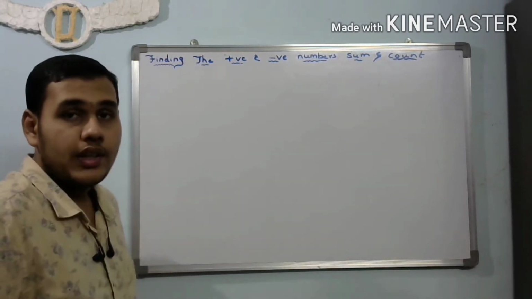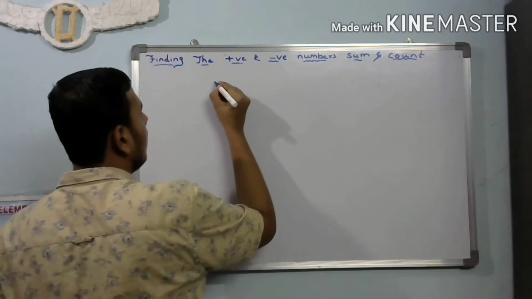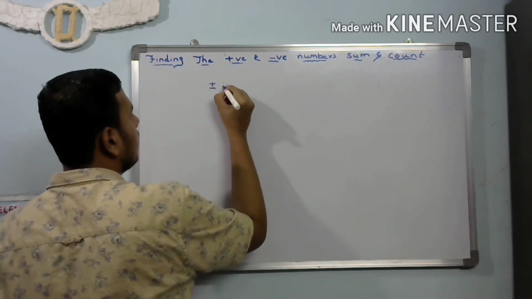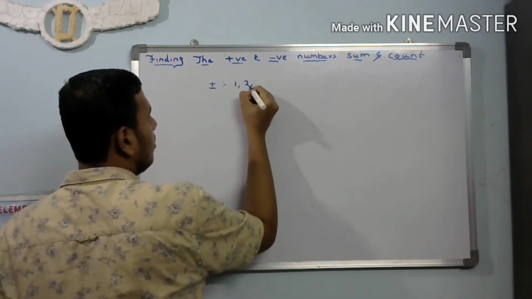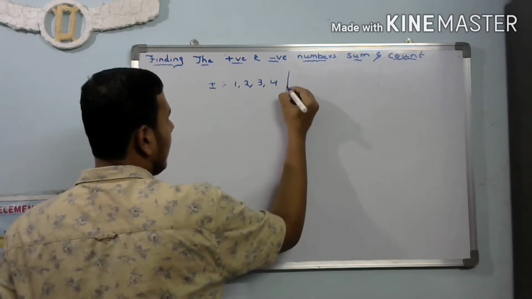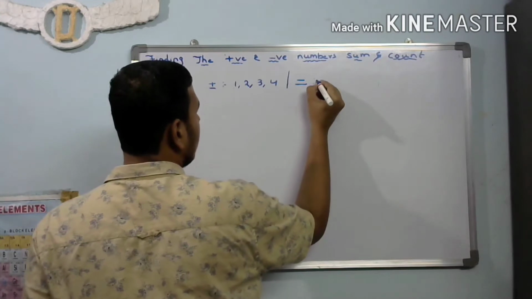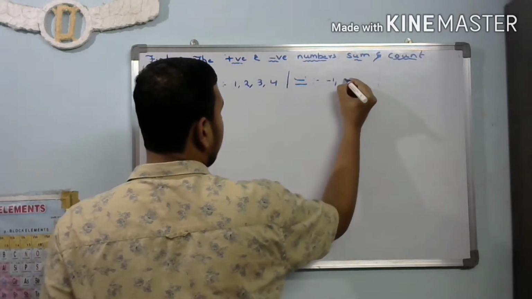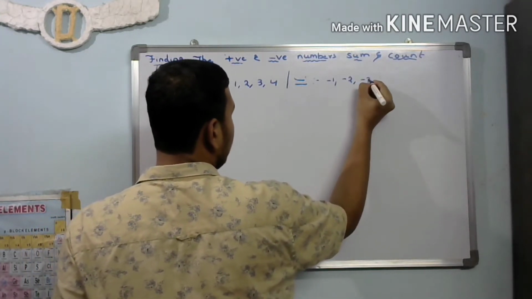As usual, we take any numbers: positive 1, 2, 3, 4 and negative -1, -2, -3, -4.